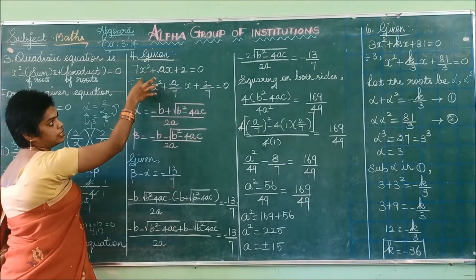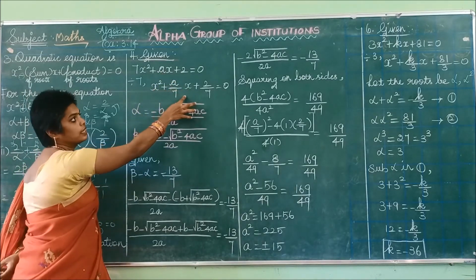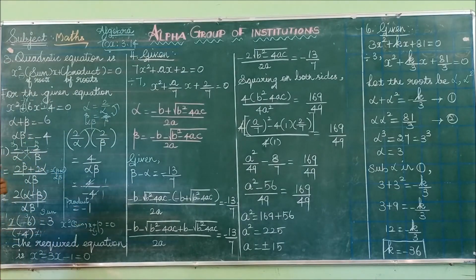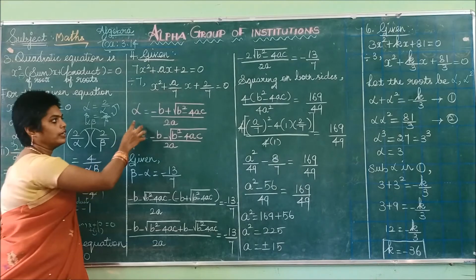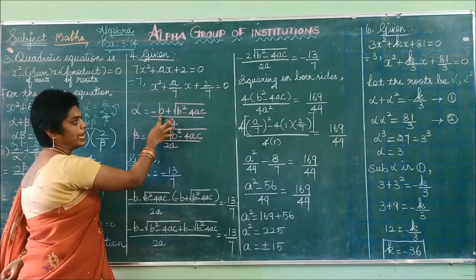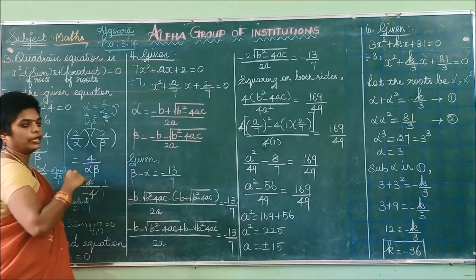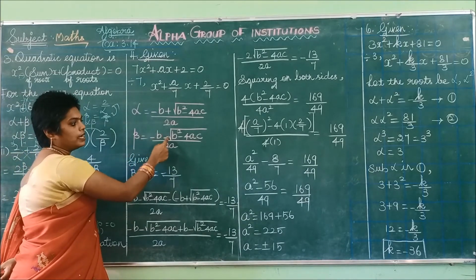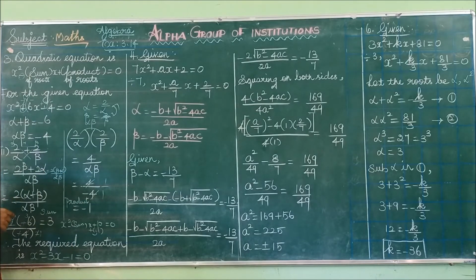So 7 by 7 is 1, x squared plus a by 7 into x plus 2 by 7, which is equal to 0. They have given for this equation alpha and beta are the roots. So you can write that formula for alpha first. Alpha is equal to minus b plus square root of b square minus 4ac divided by 2a, and beta is equal to minus b minus square root of b square minus 4ac divided by 2a.